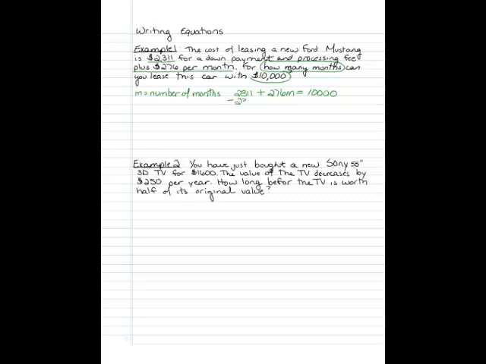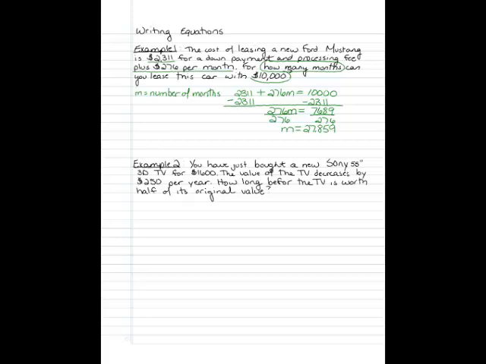So you're going to subtract $2,311 from both sides. On the left-hand side, you have 276M equals 10,000 minus 2,311, which gives you 7,689. Divide both sides by 276, and you wind up with M is equal to 27.859, I'm going to go ahead and round here.